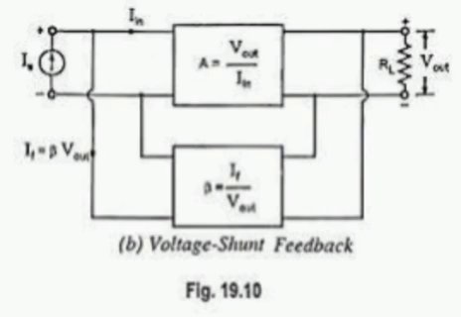Desensitivity: in the case of negative feedback, if dA by A is the percentage change without feedback and dAF by AF is the percentage change with feedback, then the reduction in sensitivity of the amplifier is dAF by AF equals dA by A whole divided by 1 plus A beta.